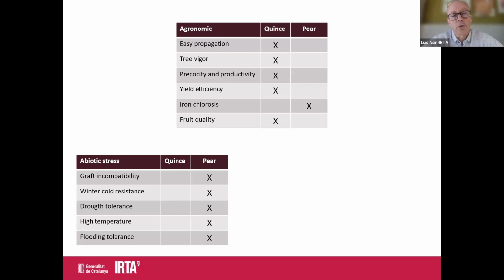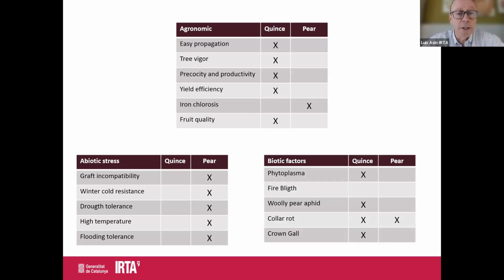From the point of view of drought tolerance, usually Pear is more resistant or more tolerant. Similar situation for high temperature and similar situation for flooding tolerance. And the third question is related with biotic factors. In this case, we are talking about phytoplasma, and quince is more sensitive. From the point of view of fire blight, which is a quite important bacterium that is a real problem around the world, it is the sensitivity of quince and of Pear.